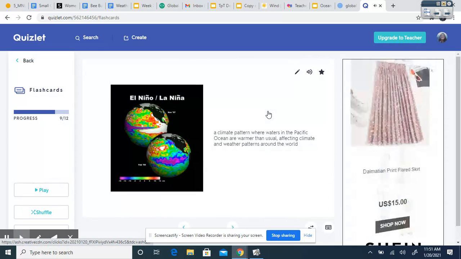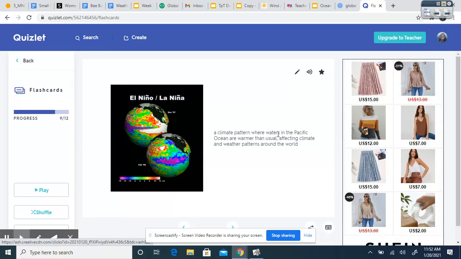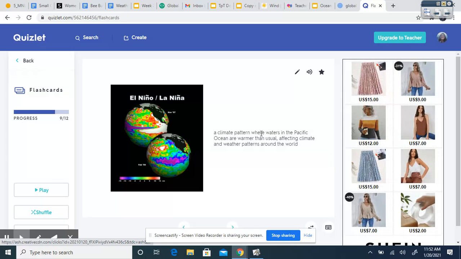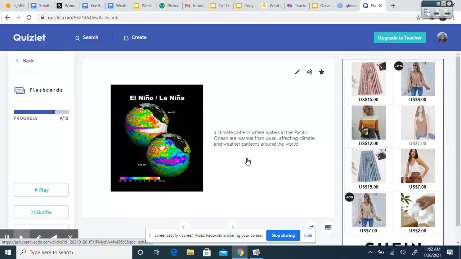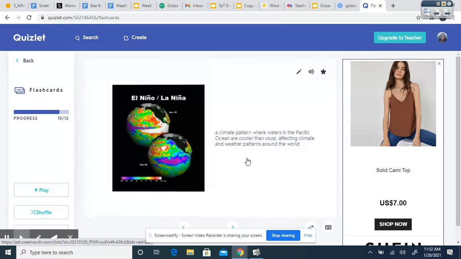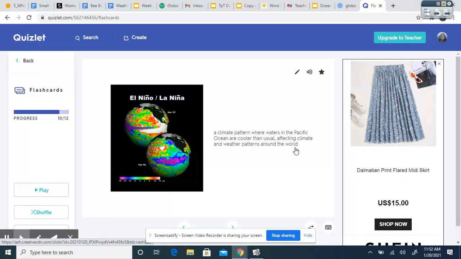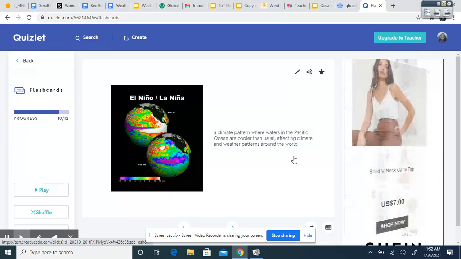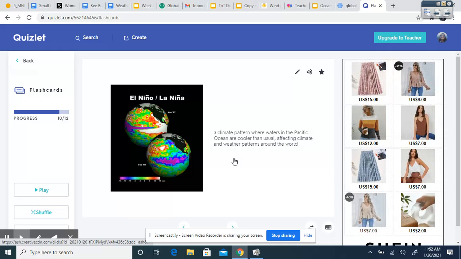Okay. Next, we have El Nino. So El Nino is a climate pattern where waters in the Pacific Ocean are warmer than usual, affecting climate and weather patterns around the world, making it rain more and higher temperatures. So El Nino is the unusual warming of water, while La Nina is the unusual cooling of water in the Pacific Ocean, and it affects the climate and weather around the world by making things more dry and creating extreme storms.